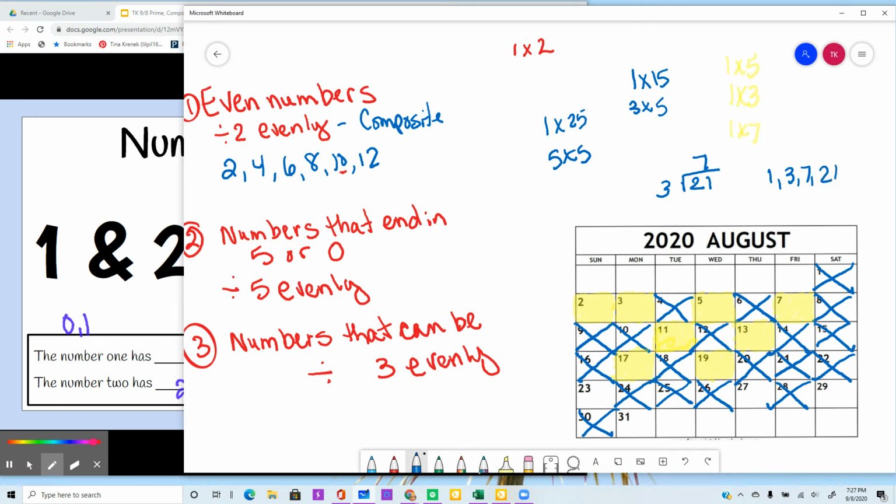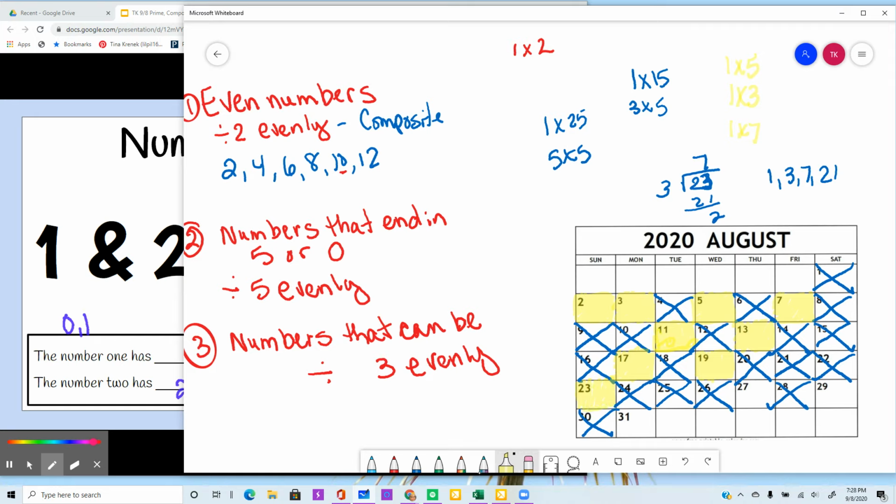What about 23? Well, if I divide 23 by 3, that would be 21. If I keep that 7 up there, remainder 2, that's not going to work. If I count by 5s, it doesn't end in a 5 or a 0, so that's not going to work. So that makes 23 a prime number.